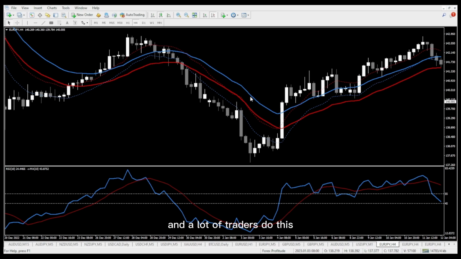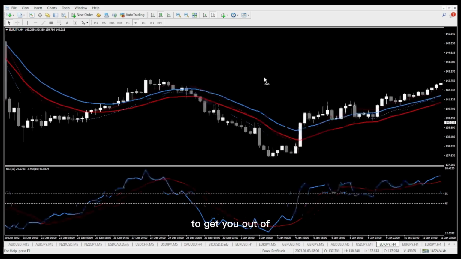And a lot of traders do this. They want to let the trade go as far as they possibly can. They don't want to use a target. They don't want to have a 1-to-1 or a 2-to-1. They don't even want to set a target. They want to let the stop loss take them out of the trade. And if that is the case, you'll simply continue to use that 10 EMA to get you out of the trade.